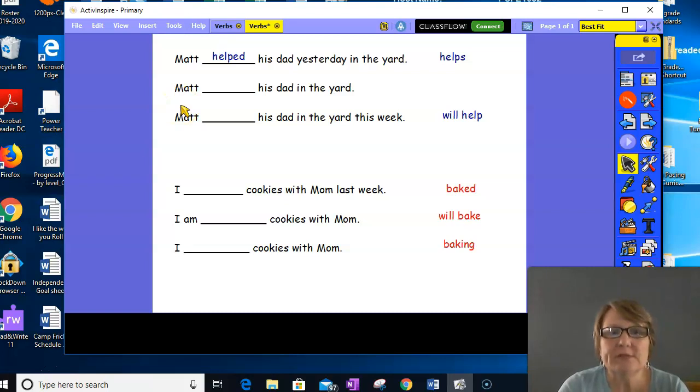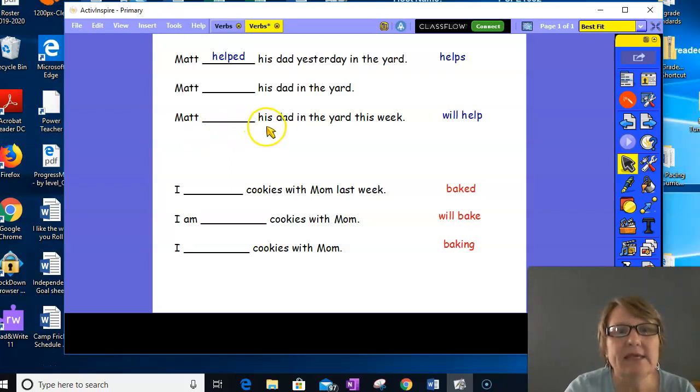Matt helps his dad in the yard. Matt will help his dad in the yard. That one would work either way. Maybe I need to skip that one and go to the next sentence to see if it can help me decide.